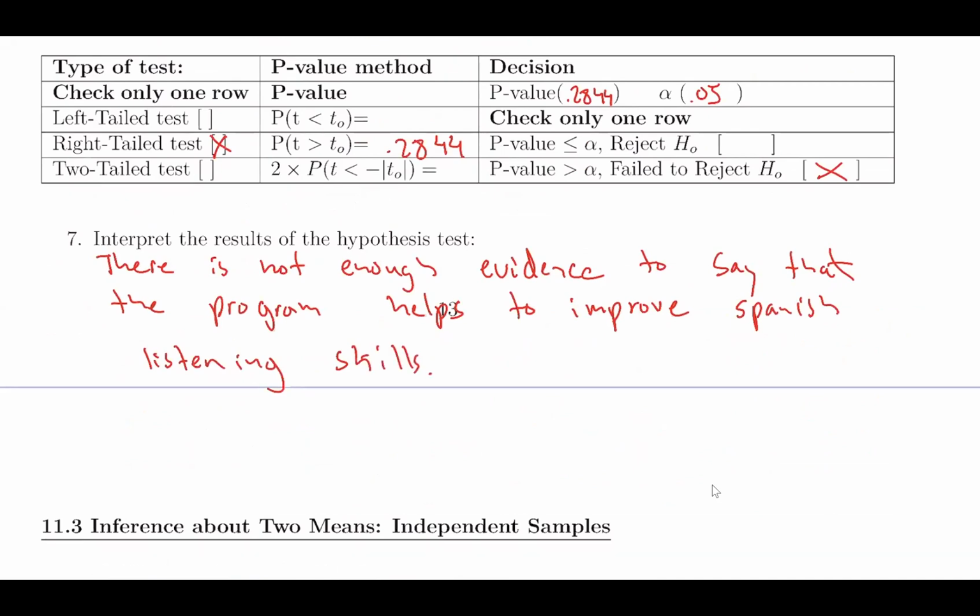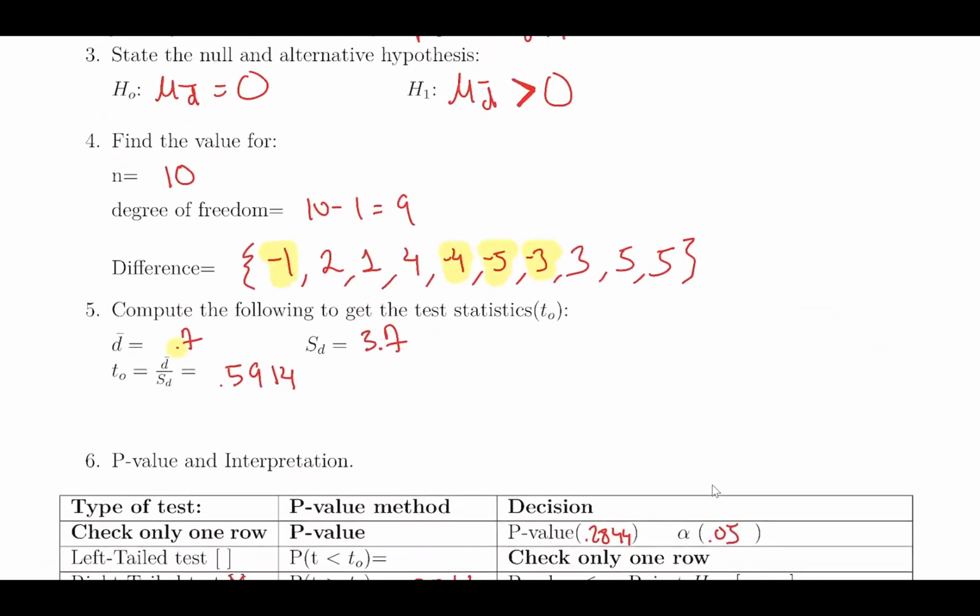Oh, all right. So for our interpretation, we'll say there's not enough evidence to say that the program helped to improve Spanish listening skill. Because if you look at the difference, not everybody's test score improved. There are some people whose test score actually went down, which is never a good thing. If this program does work, we want it to work for the majority of people. But it didn't work for the majority of the people. It only worked for half of the people that they have, which isn't really good enough.